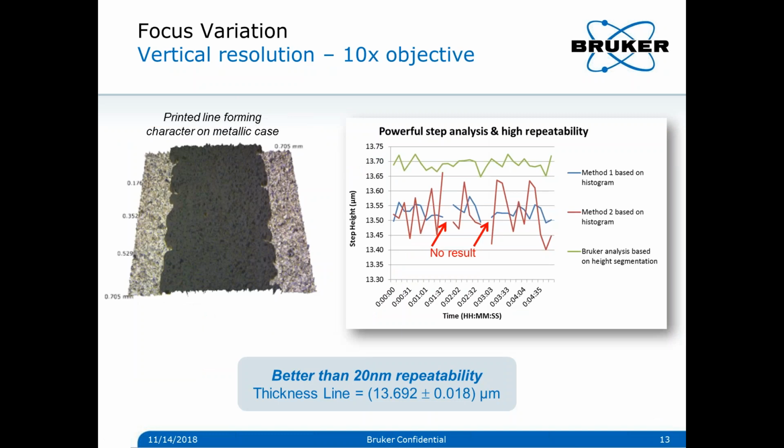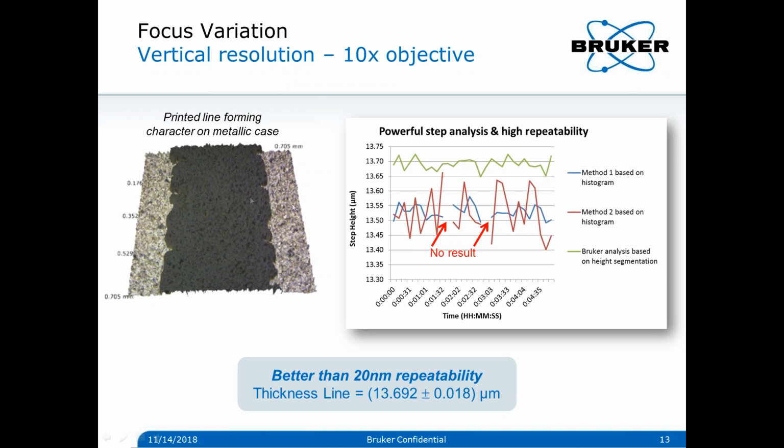So that being said, I've briefly discussed background noise, but I did not really come to the point of what kind of vertical resolution you can expect. As I said, vertical resolution depends on the objective. The higher the magnification is, the higher the resolution would be. So here is an example using a 10x objective on a printed light line over a metallic case.